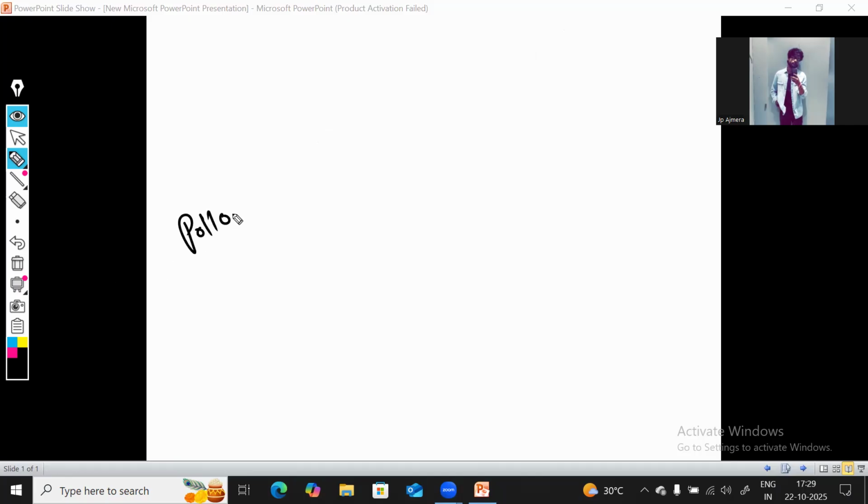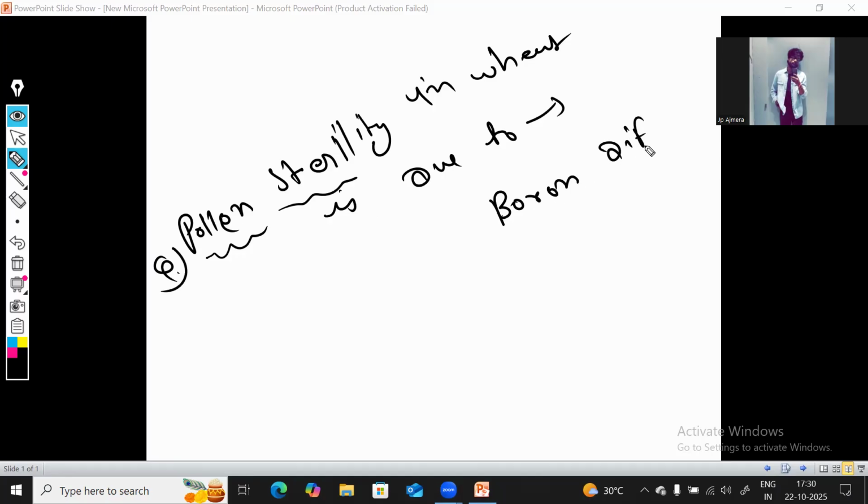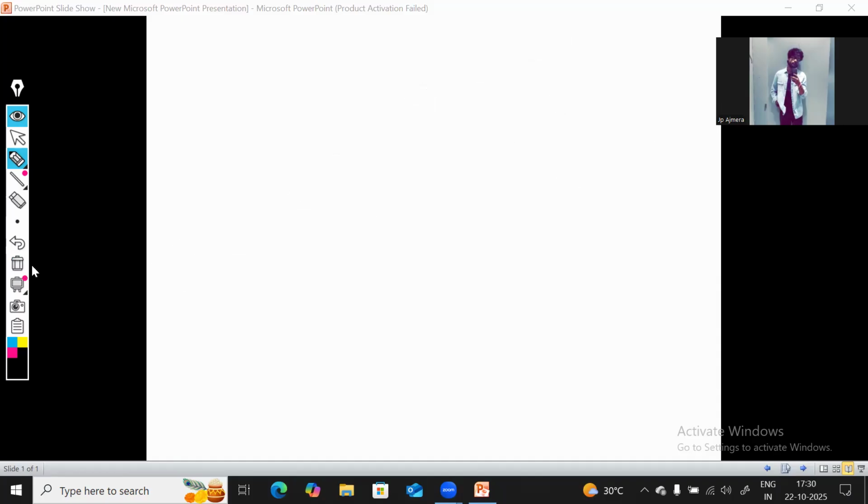Pollen sterility in wheat is due to a particular nutrient. Which nutrient is responsible for pollen sterility in the wheat crop? The answer is boron. Boron deficiency is the reason for pollen sterility in the wheat crop. All right, let's go for the next one.